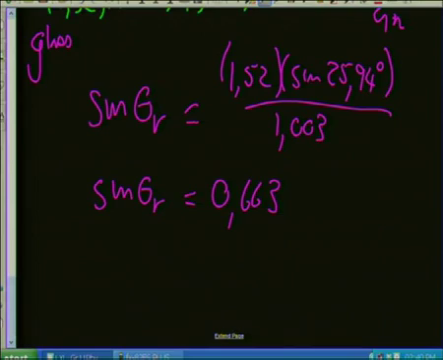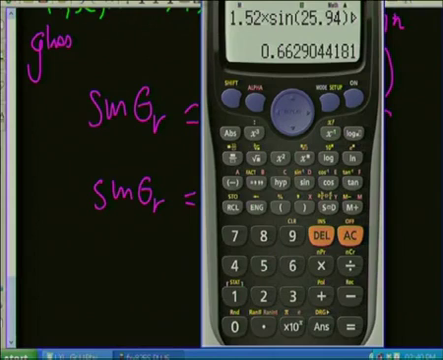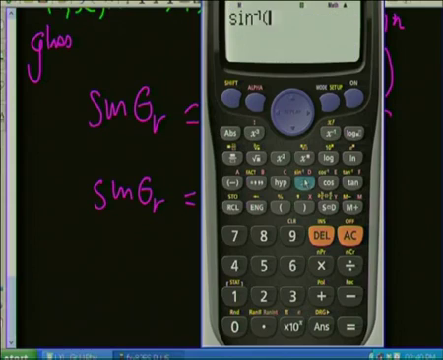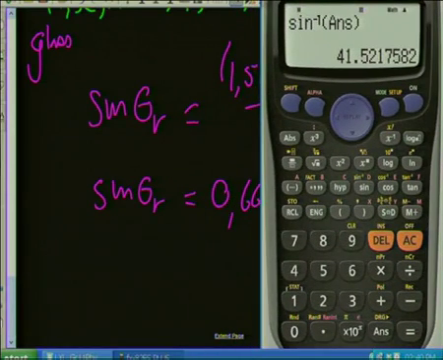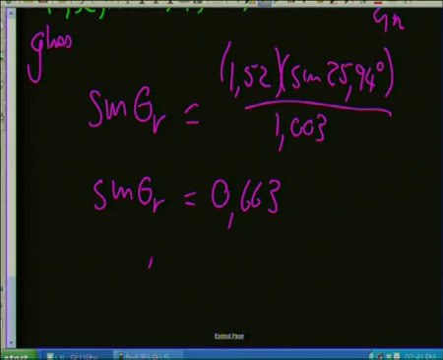How are we going to find the angle? Well, remember, your calculator does help you to do this. Be careful. We're going to take the shift, and we're going to say sine, and we're going to put the answer in from our previous part, the full answer, and we get the angle of refraction being 41,52. So therefore we can say the angle of refraction, theta, is 41,52 degrees. Got it? Does it make sense?